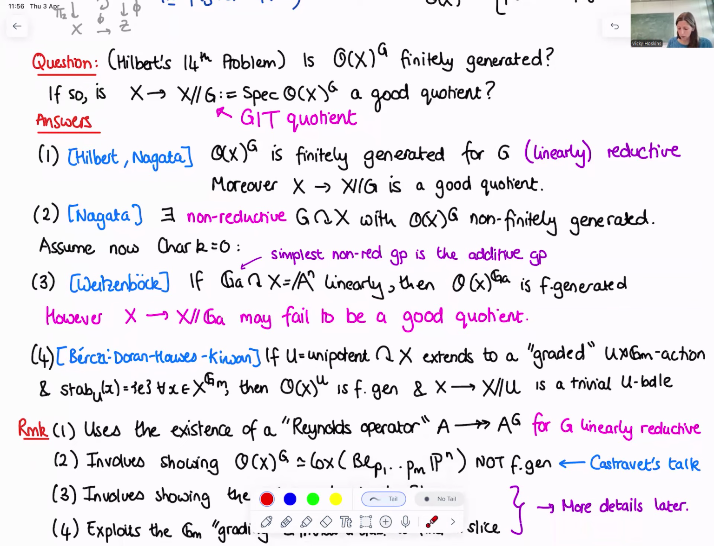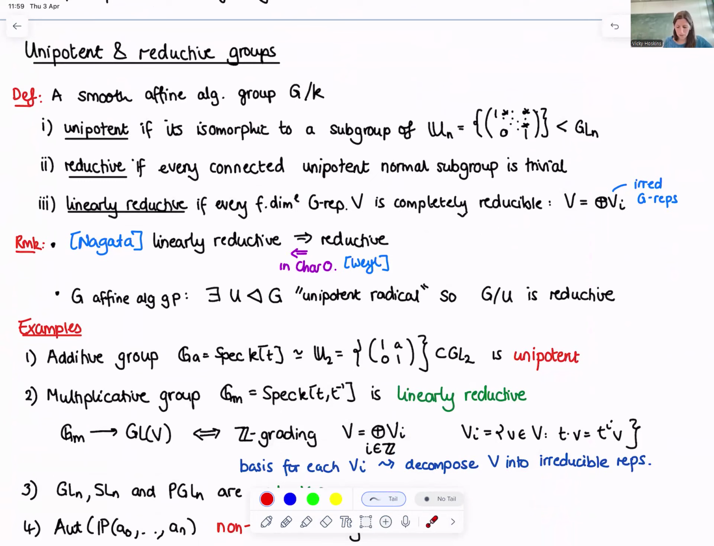No, okay. I'll go on to the definitions of unipotent and reductive groups then. An affine algebraic group is unipotent. There are actually many different ways to define this, but I'm just giving the easiest one: if it's isomorphic to a subgroup of the upper triangular matrices with 1s on the diagonal in GL_n. So that's one way to define a group to be unipotent.